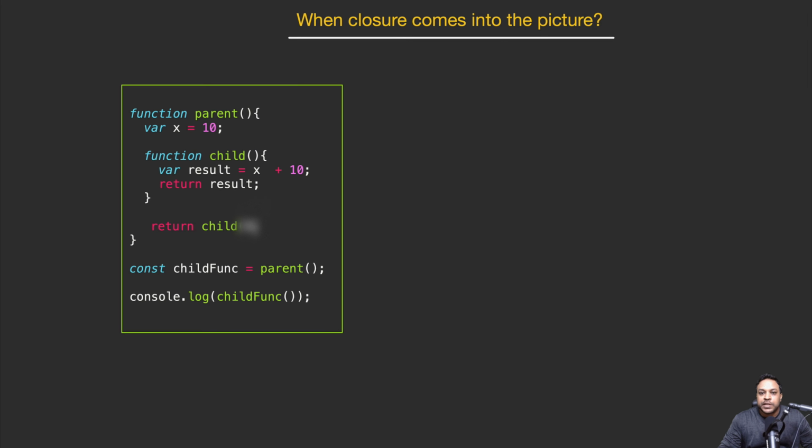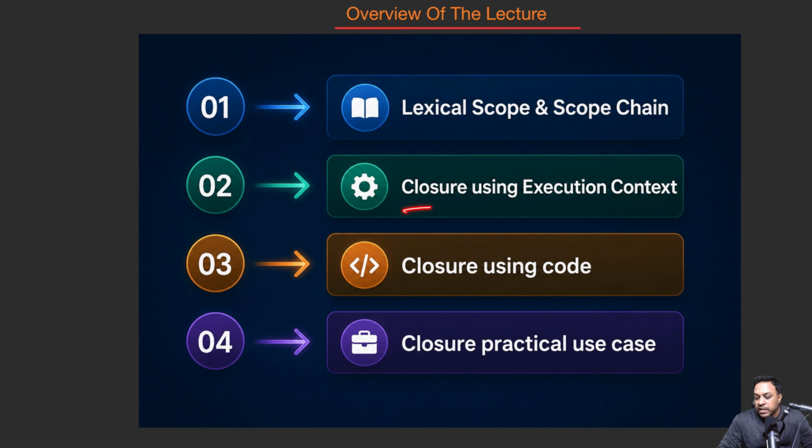Before getting into that, let's see the overview of this lecture. In this lecture, before understanding closure, we need to understand what lexical scope and scope chain are. It is really important to understand that. Then we will see closure in terms of execution context. Then we will see closure using some code. So in the code editor, we will see how closure actually works. Then we will see some practical use cases of closure.